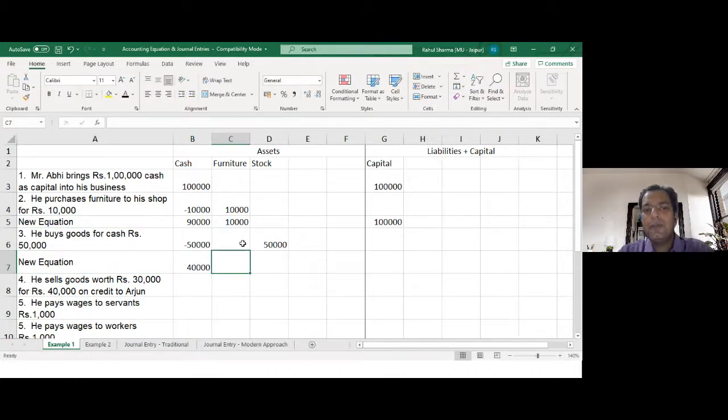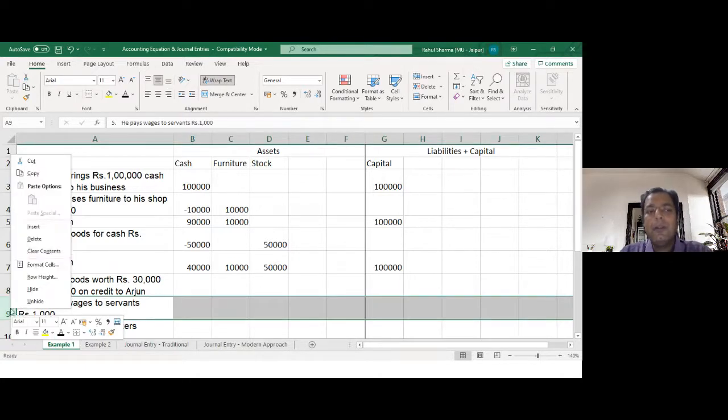So no changes in furniture. Can I see any changes in furniture? No, no changes in furniture. So furniture remains 10,000 as the old one, and I have stock which comes up to 50,000. You see, both my sides are still balanced, right? There is no deviation. I have 1 lakh on the asset side and 1 lakh on the liabilities plus capital side. So no changes have taken place. It's all equal.